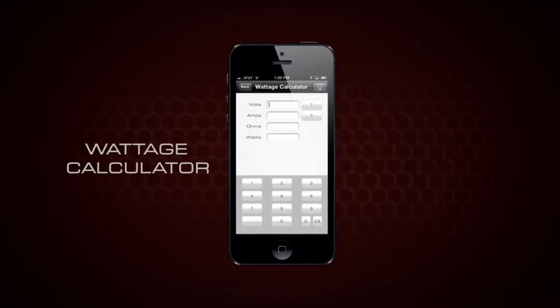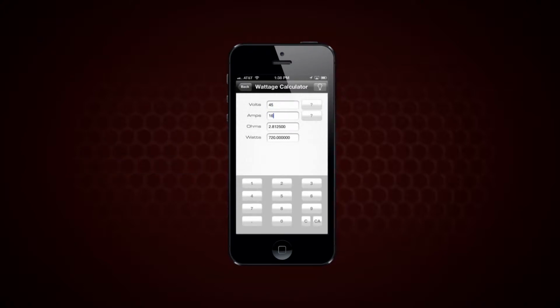The wattage calculator uses Ohm's law to determine the actual amplifier wattage output and impedance rise of your system. You can use this function to construct a power impedance curve, which will help you optimize your system.